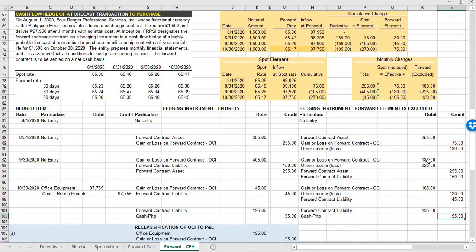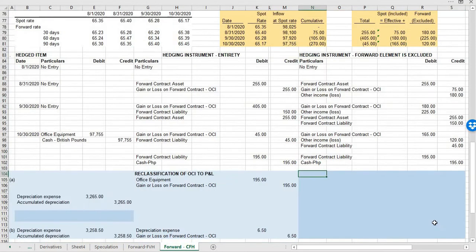So, ito ay 180 plus 165 minus 75, yan ay 270 pesos debit balance, which is a loss. Which is, again, kailangan natin i-reclassify from OCI to profit or loss. At paano? Ganun din kung paano natin ginawa kanina once yung ating hedging instrument is designated in full. So ngayon, let's prepare the journal entry to reclassify the OCI to the P&L.